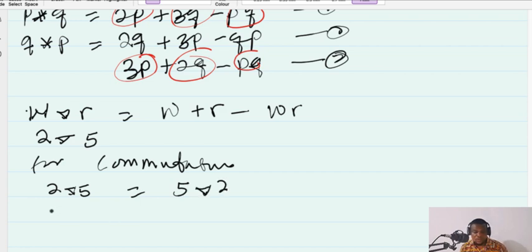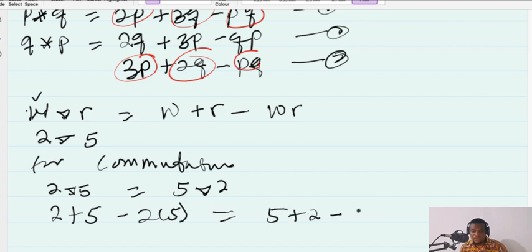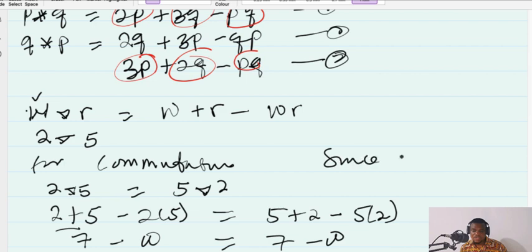2 operation 5 will be, because 2 is the first W and 5 is R, 2 plus 5 minus 2 times 5. This one is the same thing: 5 plus 2 minus 5 times 2. So let's see. This will give us 7 minus 10, and this will give us 7 minus 10. We are going to get negative 3 and negative 3. So since they are equal, then it's commutative. So that is how we solve commutative.